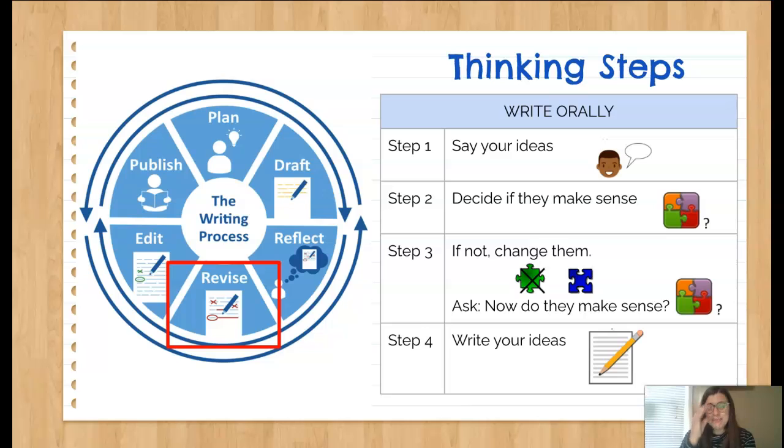Our thinking steps as we're in the revise process, we're revising, we're adding to our work. Our thinking steps are the same as adding our beginning sounds. We're going to first say our ideas. We're going to say the words. Then we're going to ask ourselves, does that make sense? And then we're going to change and then ask ourselves again, does it make sense? And then we're going to write it down. So let's get started.